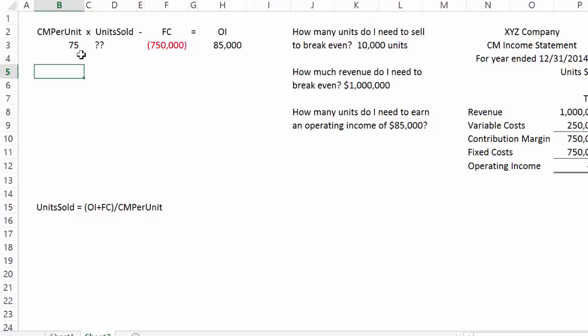If I rearrange this, I get 75x equals, we're going to add 750,000 to each side.